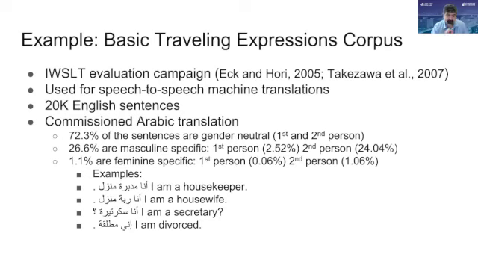And the feminine examples were things like, I'm a housekeeper, أنا مدبرة منزل, أنا ربة منزل, I'm a housewife, أنا سكرتيرة, إني مطلقة, right? So even I am divorced, a man in this corpus cannot say I'm divorced. It's not allowed, cannot be a secretary. Of course, I'm making it about men, poor men. No, but it is, in a way, an example of the bias that was in the data.